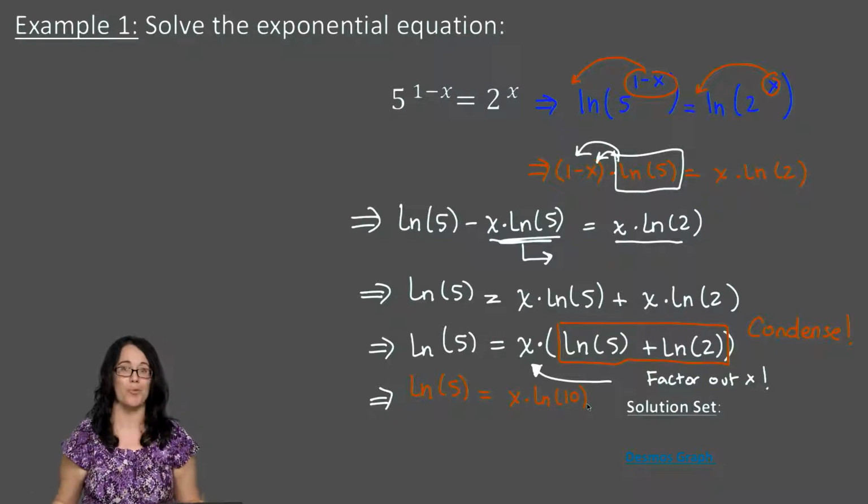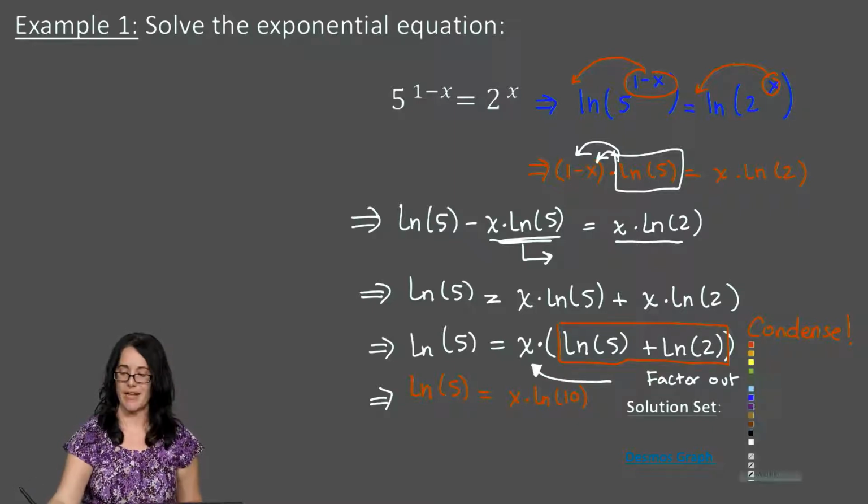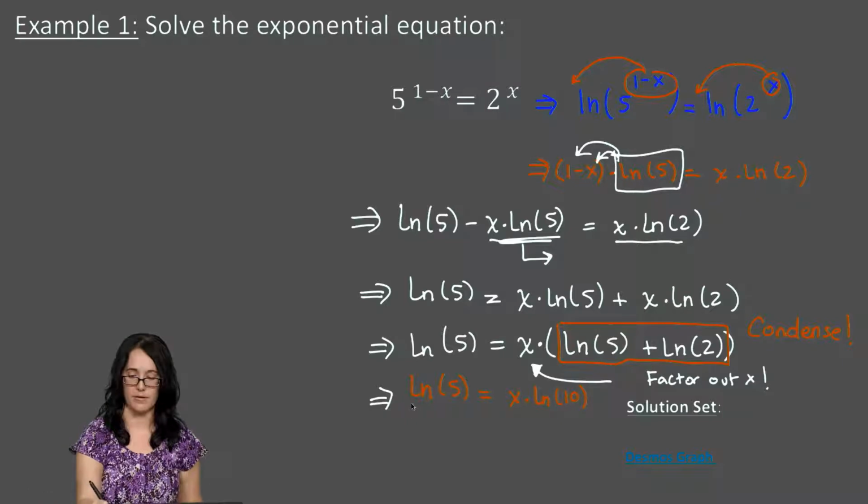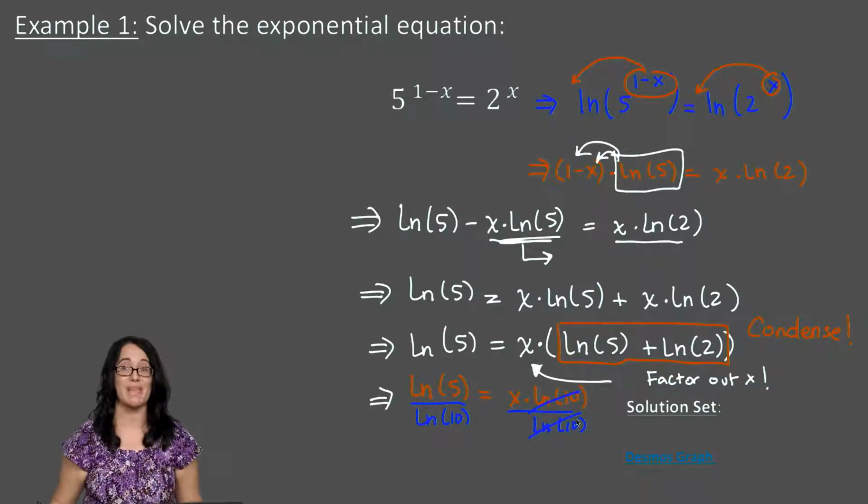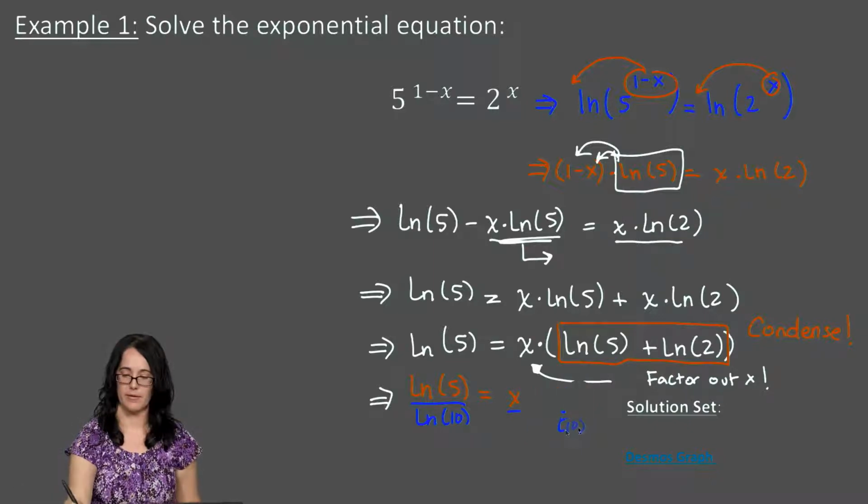Well, now there's just one more step. Can you see what it is? That's right, we had to divide by whatever is touching x. So if I divide by the natural log of 10 carefully, the natural log of 10 should cancel on the right side. Now I have x by itself. I'll clean that up a little bit.